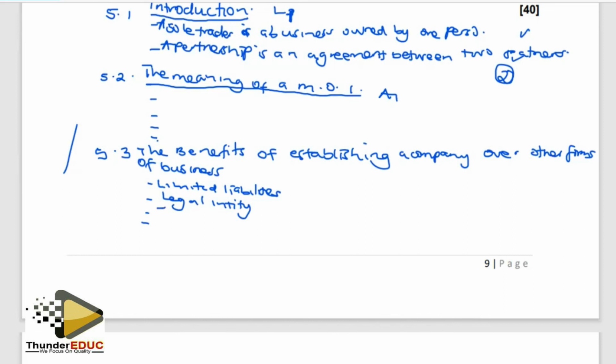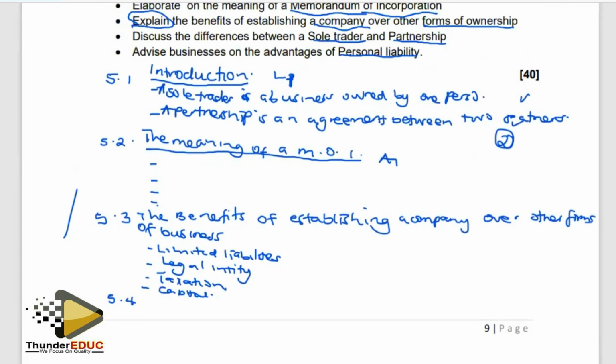Talk about how taxes are made, taxation. Talk about how capital is raised, and how good it is. Go to question 5.4, which talks about discussing the differences between sole trader and partnership. This is so good.